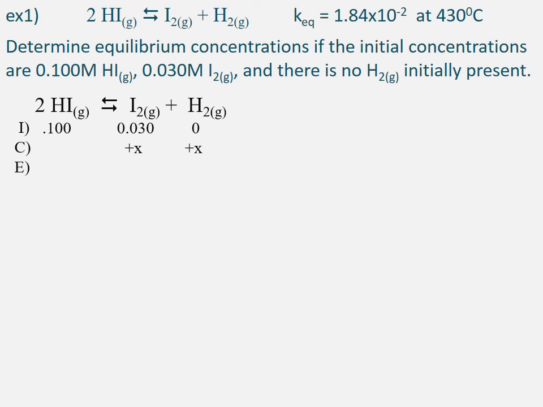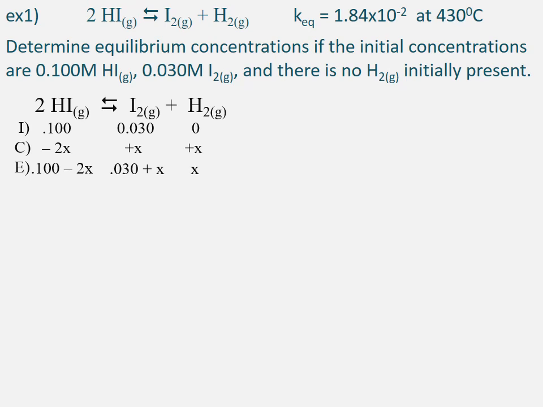And if the formulas on the right-hand side are going up, that means the formulas on the left-hand side are going to have to go down. Now this is where I write negative 2x, because when an H2 is formed, an I2 is also formed, and when an H2 is formed, two HIs are used up. So the numbers used in front of the x's come from the balanced equation. So at equilibrium, HI is going to be 0.1 subtract 2x. At equilibrium, I2 will be 0.030 plus x. And again, at equilibrium, H2 will just equal x.